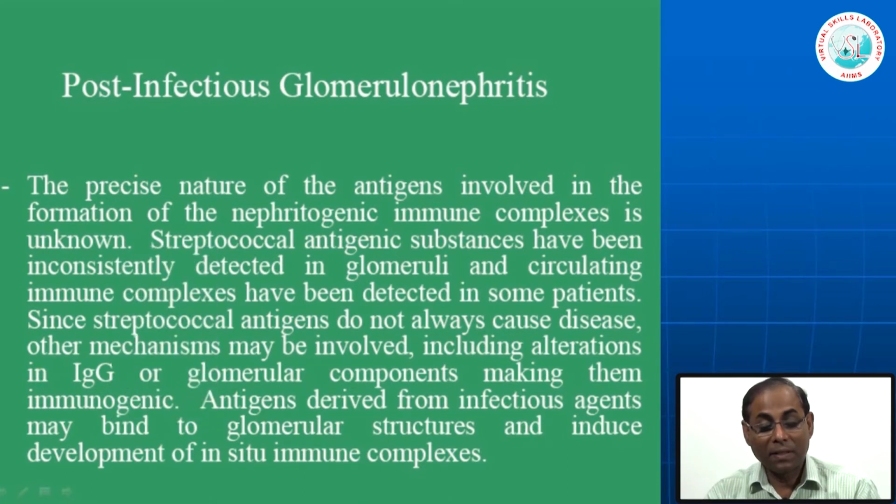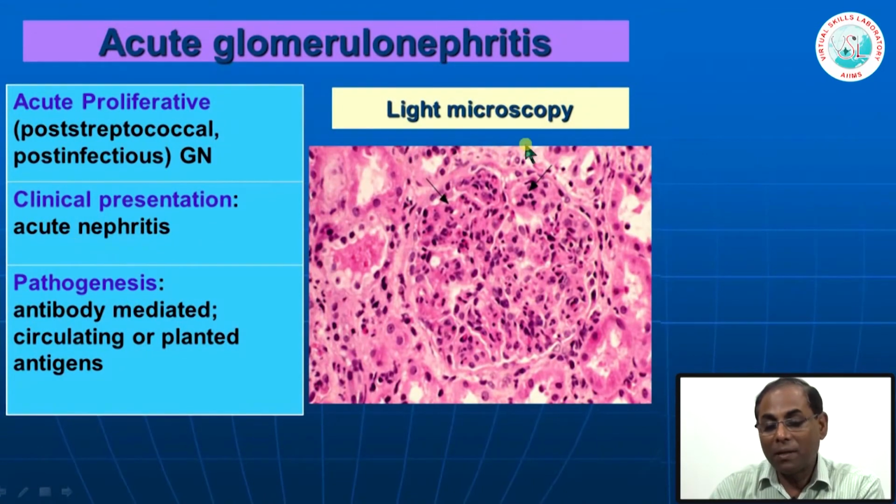Antigen derived from the infectious agent may bind to the glomerular structure and become a planted antigen in the glomerulus, and it can give rise to in situ immune complex formation, which I have already discussed. Now, this is a typical photomicrograph of a glomerulus. If you see, this glomerulus is totally bloodless. I have shown you the other glomerulus where you can see the capillaries wide open, you can see the capillary lumen. Here you can't see any capillary lumen. So, this kind of fully bloodless glomerulus is a typical example of acute diffuse proliferative glomerulonephritis.